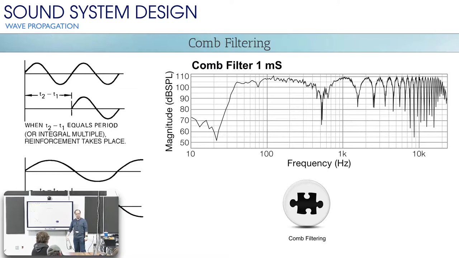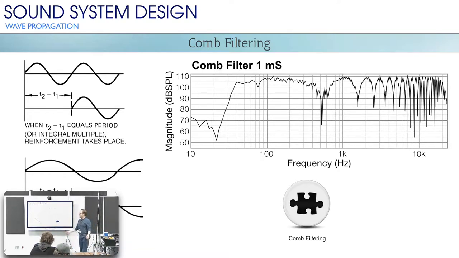Comb filtering is when you, remember I said phase is time, right? Or phase is the result of time, but we can effectively use the terms somewhat interchangeably. So let's have a complex sound. A complex sound, like my voice, for example, has all the frequencies. I'm producing almost all of them right now, all of the audible frequencies, to some extent. That's a complex sound. I am not producing a single sine wave. I am producing infinite sine waves right now, okay?